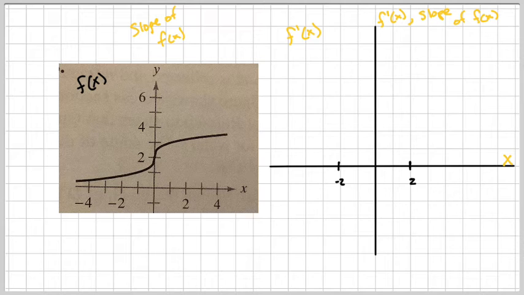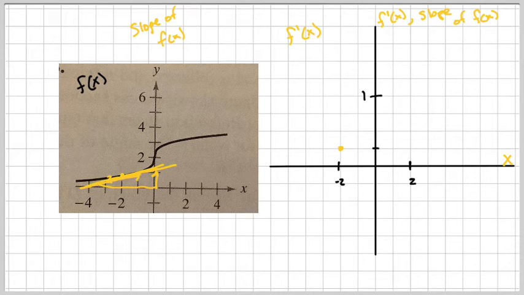And so what I've noticed at negative 2 is that f has a really small positive slope. I don't know exactly what that slope is, but I could approximate it if I really wanted to. It goes over 4 and up about 1, so I could say it's positive 1/4. So at negative 2, we're looking at a slope of about 1/4. I'm going to sketch some of those. This line is 1, so that makes that 1/4.